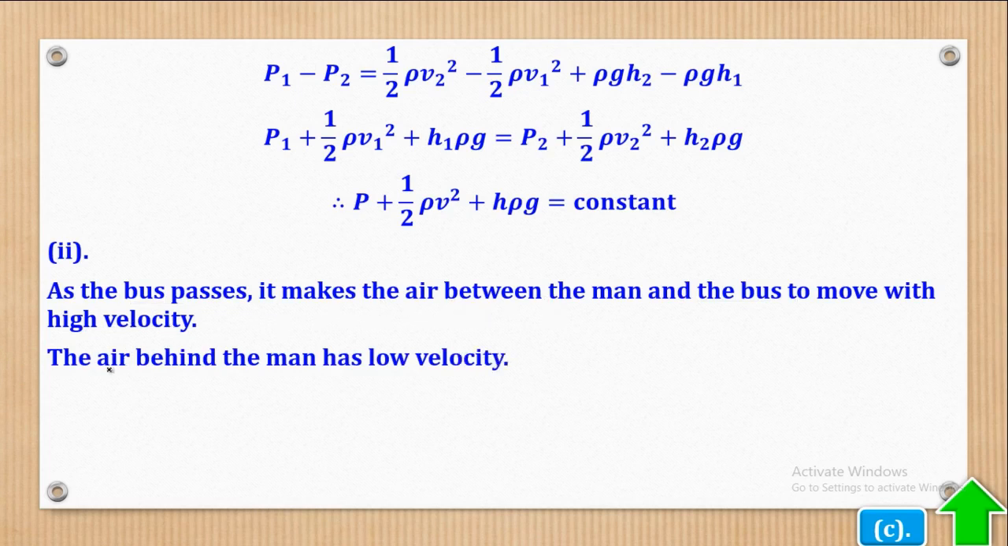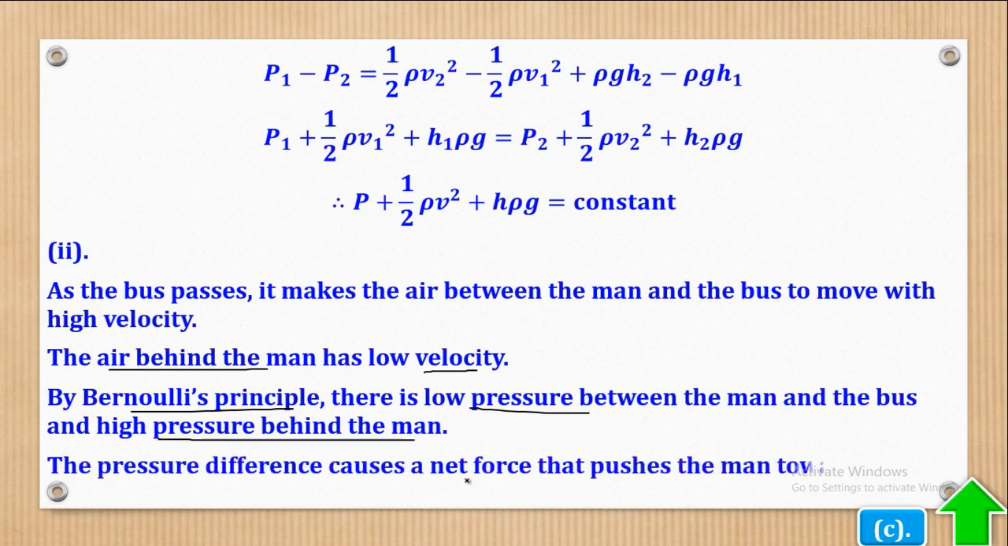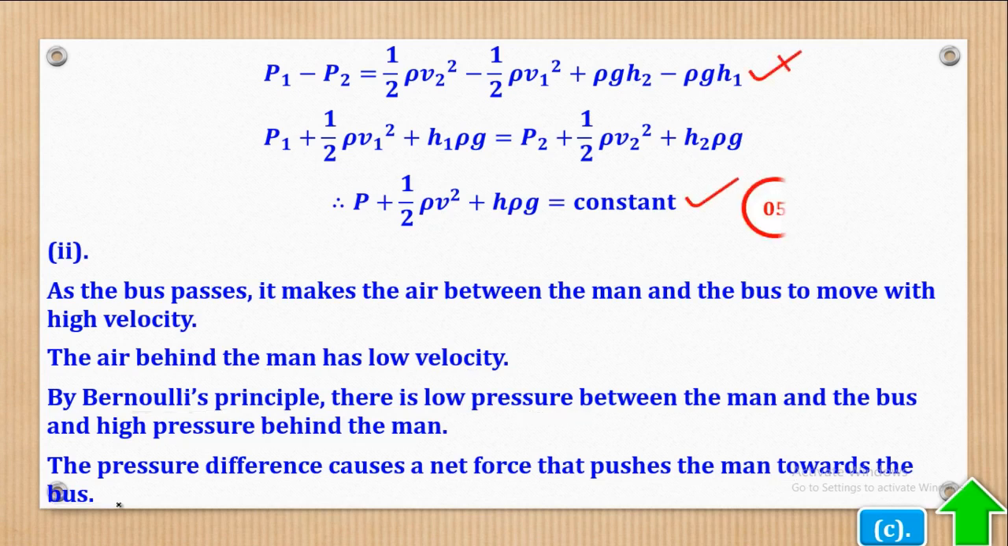What about the air behind the man? It is at a low velocity. So what does that mean? It means that by Bernoulli's principle, there is a low pressure between the man and the bus and a high pressure behind the man. So what does that mean? It means that the pressure difference causes a net force that pushes the man towards the bus. So that is how marks will be awarded for that slide.